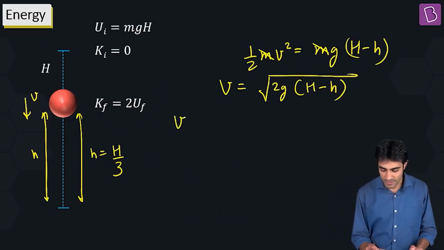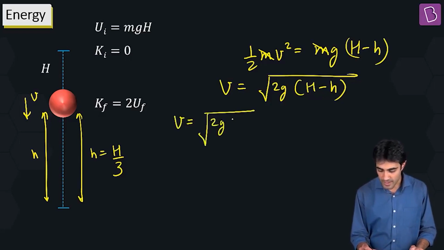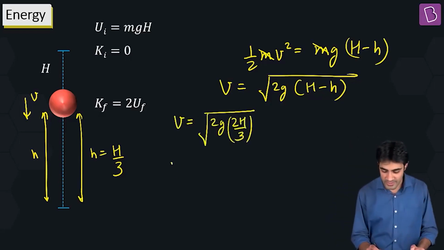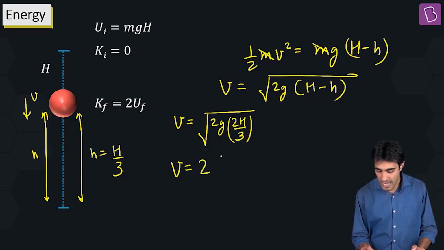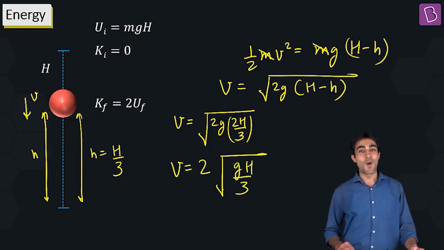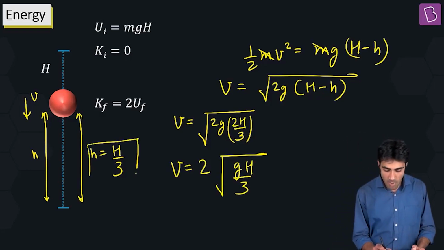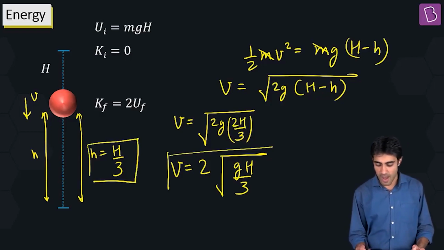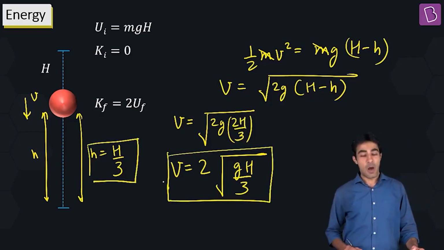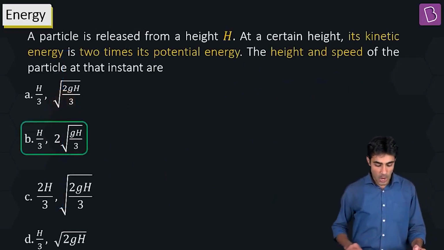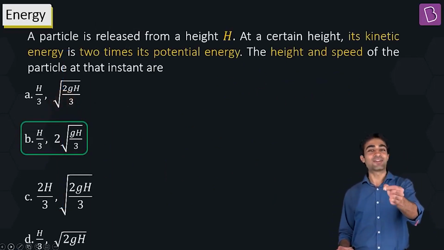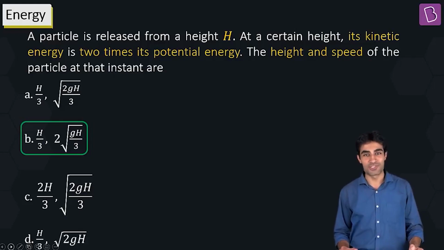So, if we put the value, we are getting V is equals to whole under root of 2G 2 capital H by 3. And this can be written in different style. It is 2 times whole under root of G capital H by 3. Okay, we also get V and we also get small h. So we complete our solution. And now we can mark option B as the right answer for this question.